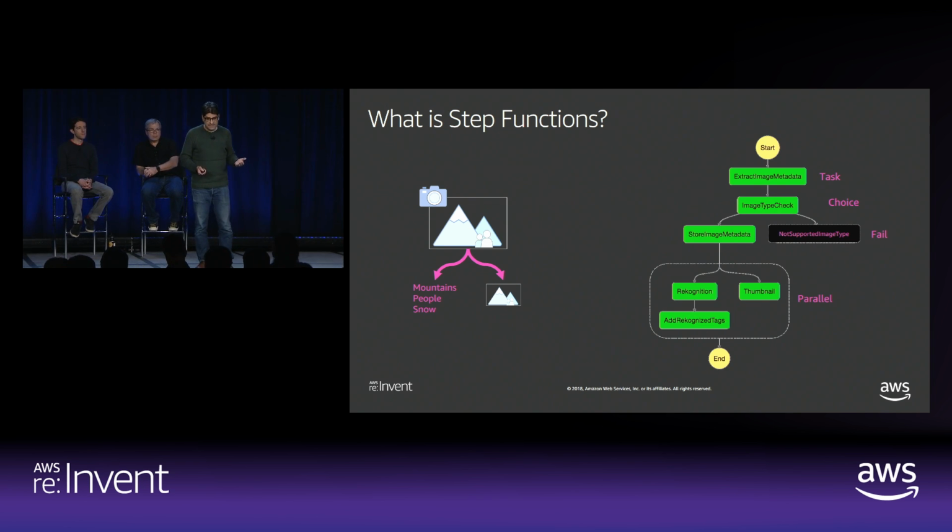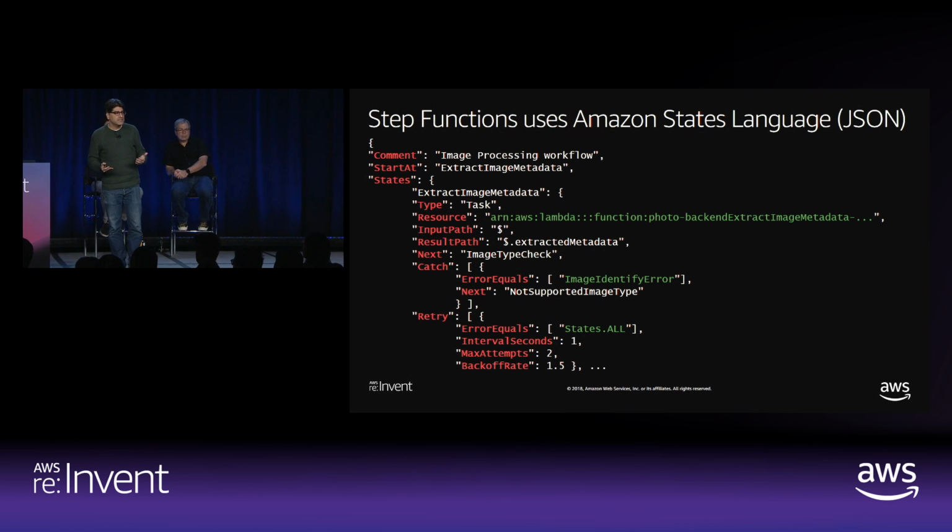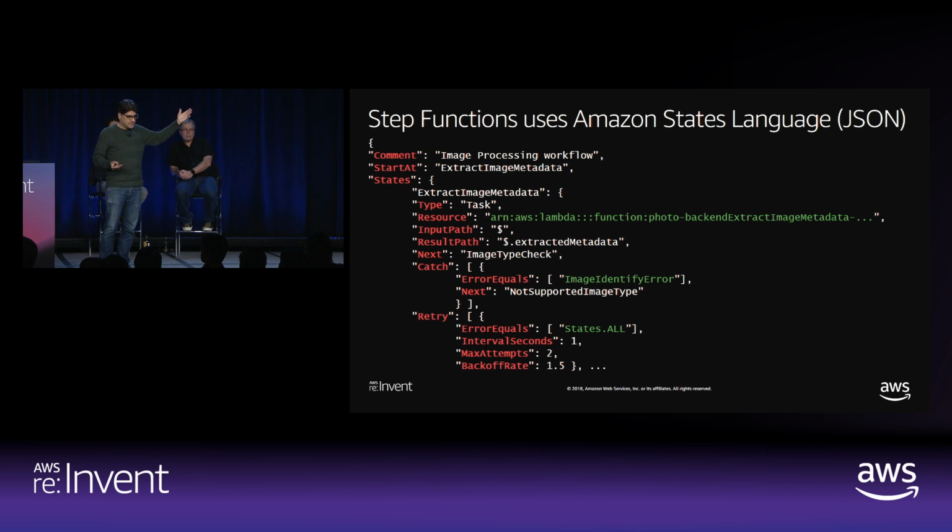Now, how do I actually write these things? Well, I write these things using something called Amazon States Language, which is really declarative JSON, and it's fairly straightforward. I can put in comments, so that comment is a keyword that will just say ignore this. Every workflow says, where do I start? So you say, start at this state. This state is called extract image metadata. That's the first state in the workflow.